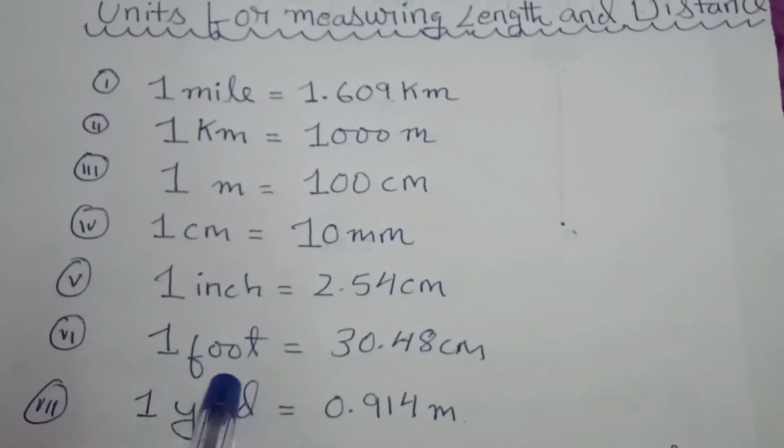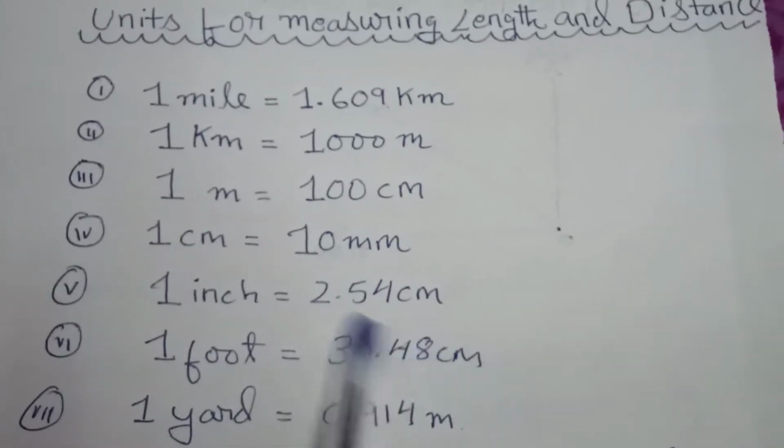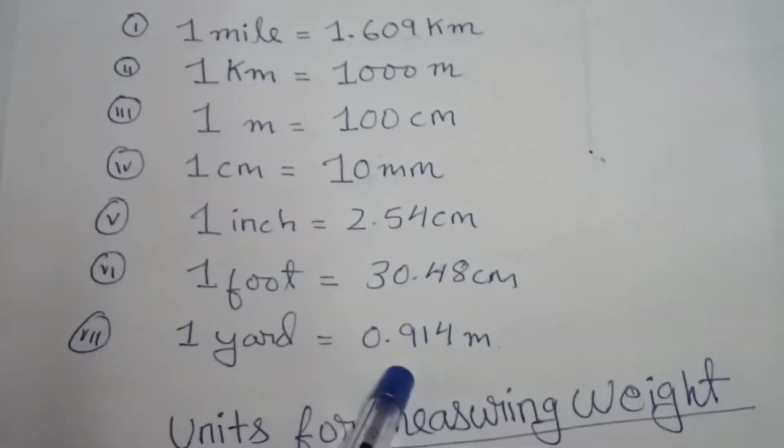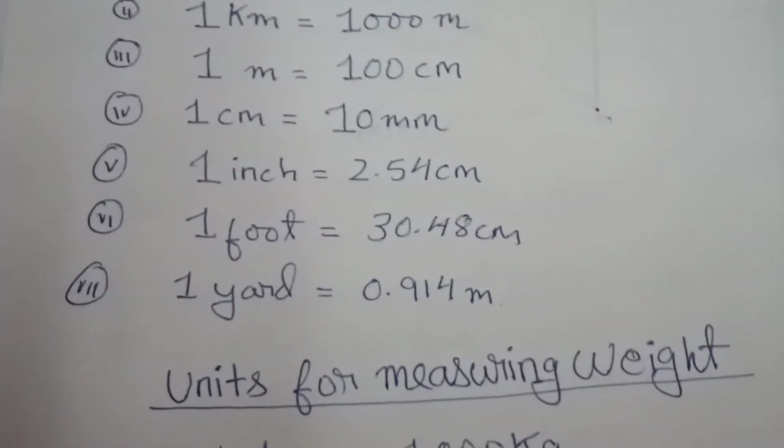And point number 6 is 1 foot. 1 foot or 1 feet is the same thing. The value is 30.48 centimeter. Point number 7 is 1 yard. 1 yard is equal to 0.914 meter. Let us go for another units.